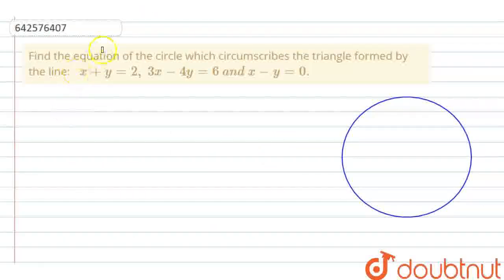Hello everyone, this is the question. Let's start the question. The question says: find the equation of the circle which circumscribes the triangle formed by the lines x plus y is equal to 2, 3x minus 4y is equal to 6, x minus y is equal to 0. So here we have to find the equation of the circle which circumscribes the triangle formed by these three lines. So we'll write them as L1, L2 and L3.